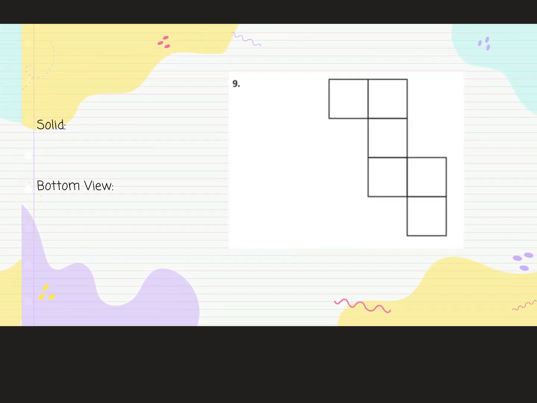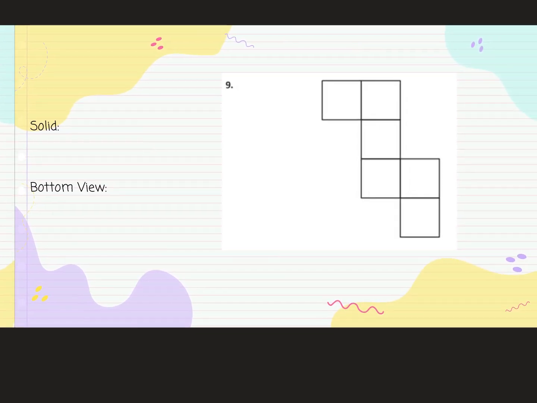All right, and looking at the last example, number 9, instead of looking at the bottom view, we're going to look at the front view. All right, so I want you to pause the video, and I want you to tell me the solid, and I want you to tell me the front view. All right, so looking here at this solid, the solid is a cube. If I could spell cube correctly, that would be great. And we know the front view would be a square. All right, so now it is time for you to summarize what you've learned from today's lesson.